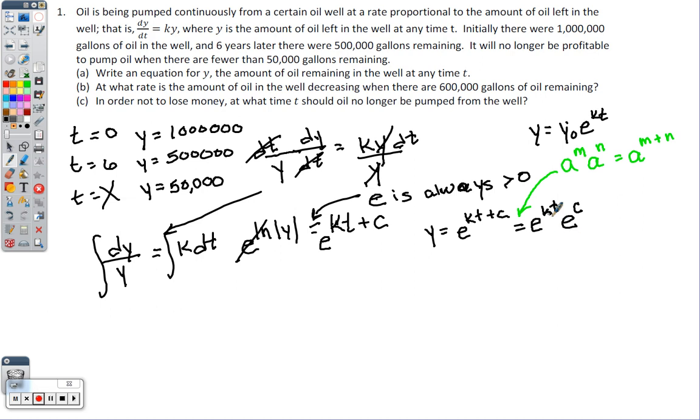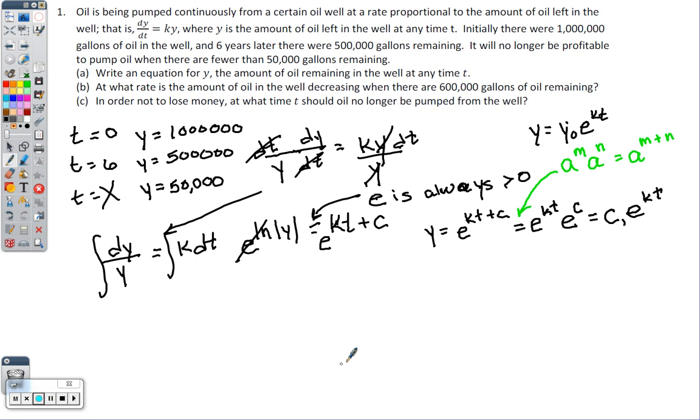But c is just a constant. It's any constant, and we don't know what it is, so I can just change e to the c into another constant. I'm going to move it in front, because we like our constants usually in front of our variables. So I'm going to have a new constant c1, e to the kt.